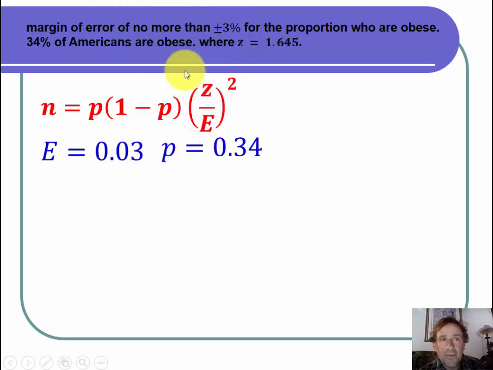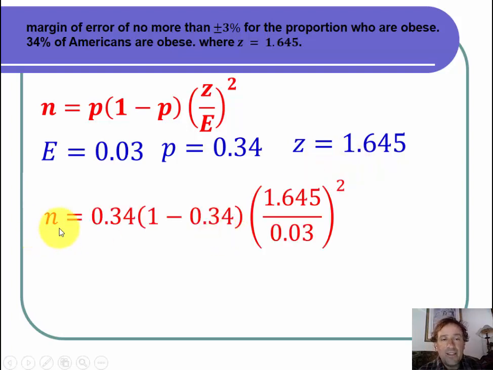Next, let's look at p. Again, our preliminary estimate for the proportion of Americans who are obese is 34%. So 34% as a decimal is 0.34. Our z was given. That was just 1.645. And here it is. And now we're ready to plug this in to the formula. So we get n is equal to 0.34 times 1 minus 0.34 times 1.645 divided by 0.03 quantity squared.